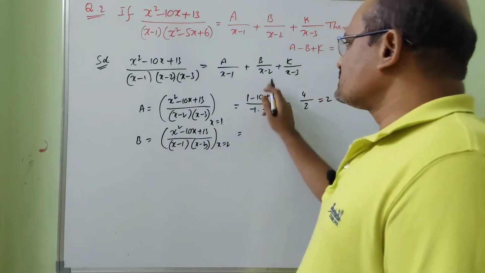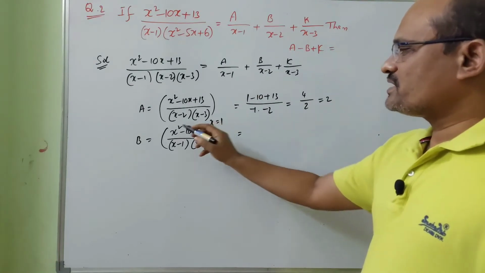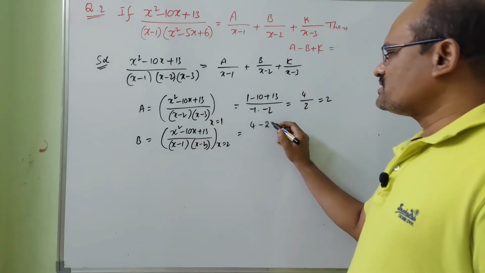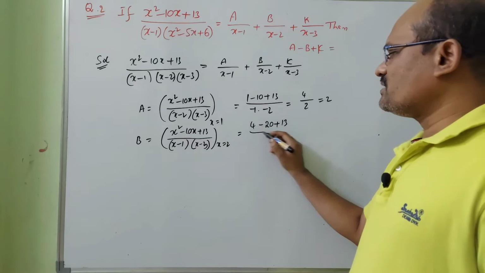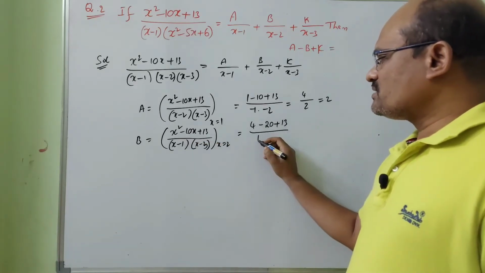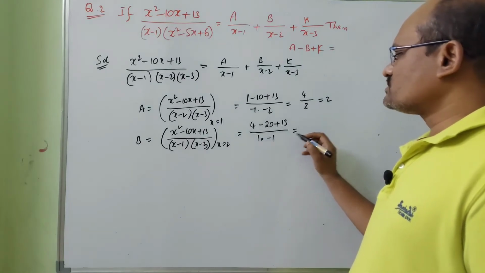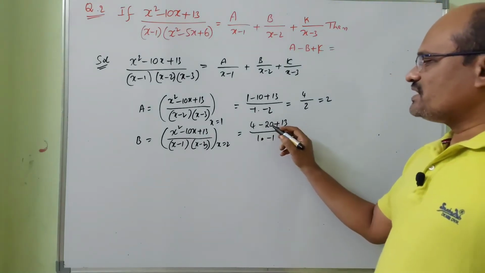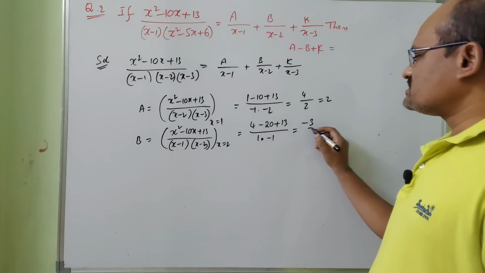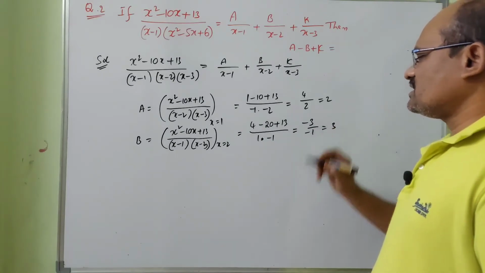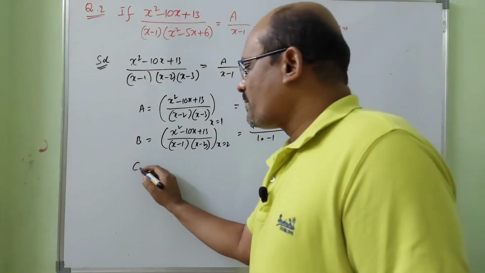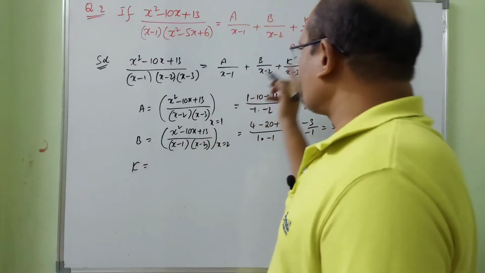Here put x is equal to 2. What you get? 4 minus 20 plus 13 by 2 minus 1, 1 into 2 minus 3 minus 1. So, I will get 17 minus 20, that is minus 3 by minus 1, we will get 3. Now, C, how to get K.